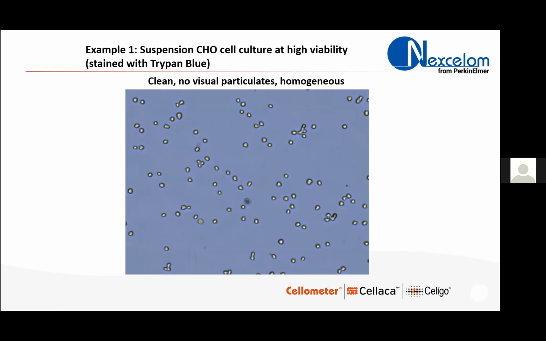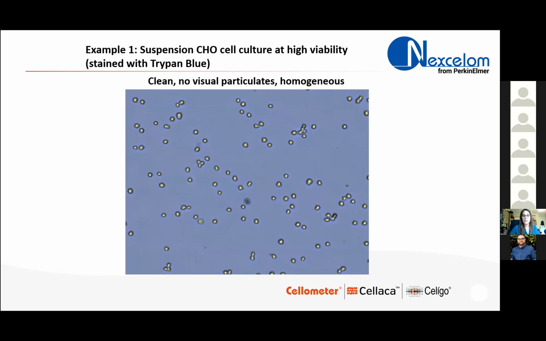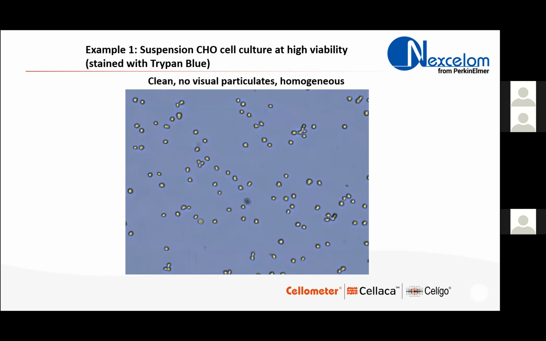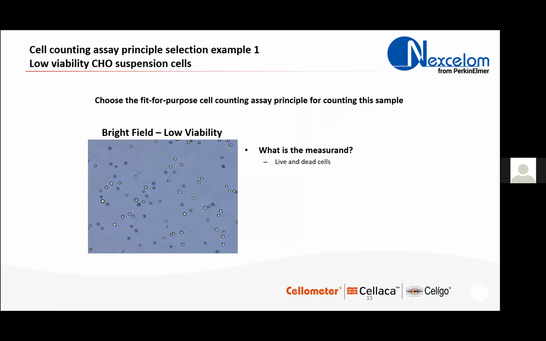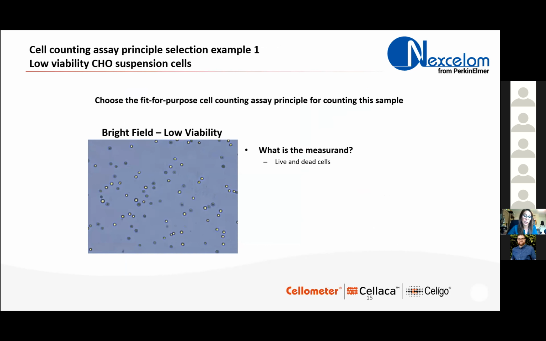So in this example, we have a clean CHO cell line, very high viability. You can see that single trypan positive cell in the center. There are no visual particulates. It's very homogeneous. So in that situation, we may use trypan blue as a viable method. If we're looking at a similar sample of CHO cells, but with low viability, there have been published data that demonstrate that trypan becomes inherently less accurate when you drop below 80% viability, even in clean cell lines. So then the question becomes, okay, well, we want to measure live and dead cells.